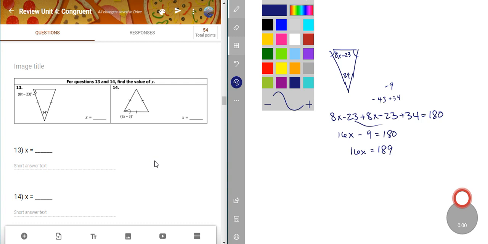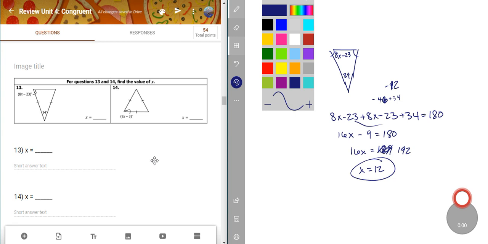Minus 23. 34. Oh, 46. There it is. 46. So this would be 12. Get a 12. Let's make this into a 192. 192 divided by 16 is 12. So x equals 12. All right.